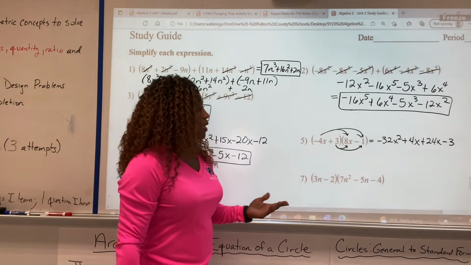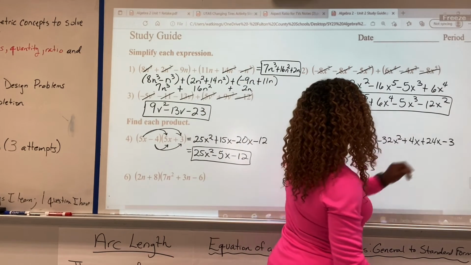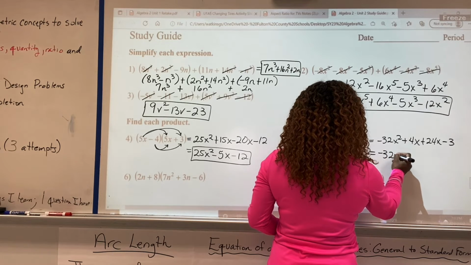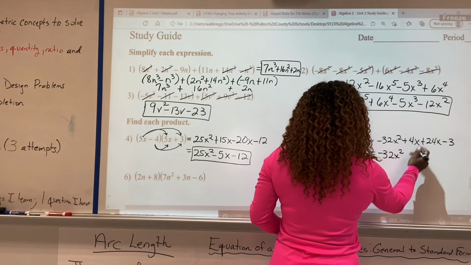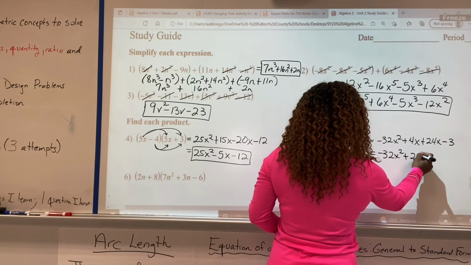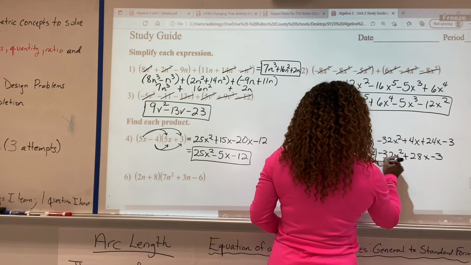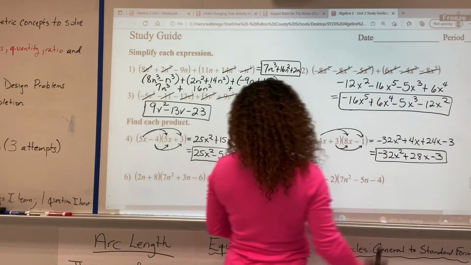Now what can I combine? I see a 4x and a 24x in the middle, so I'm going to bring everything else down, combine that, and I will get a positive 28x minus 3. So here's my answer for that one.